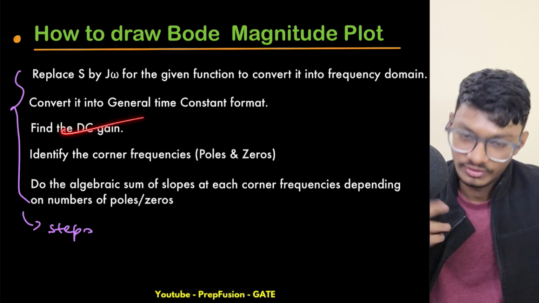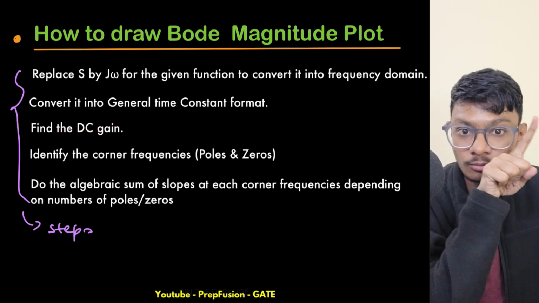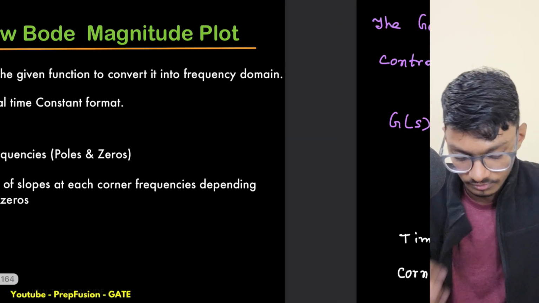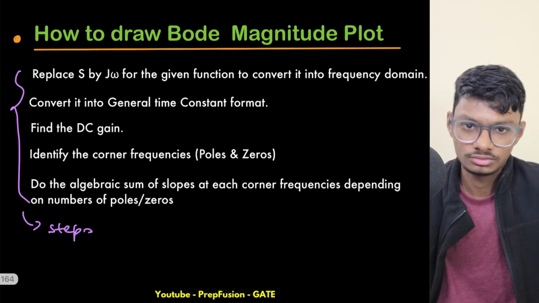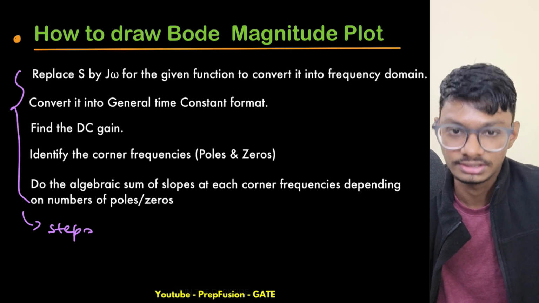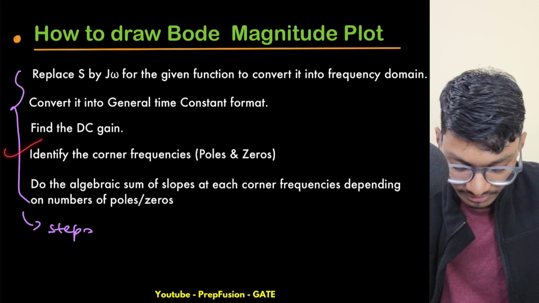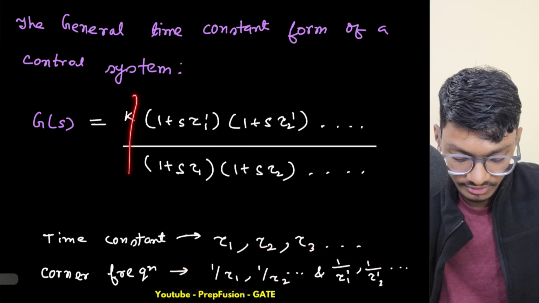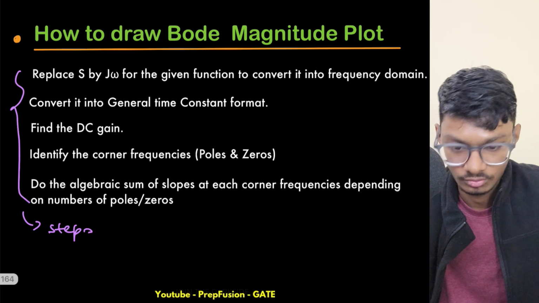Then you find the DC gain and write the DC gain expression, from where the Bode plot will start. That magnitude you write as you know the DC gain. If you put s equals 0 over here, you will get the DC gain as K, or simply put s equals 0 in the original function and you can also get the DC gain. You don't need to convert it into general time constant format if only the DC gain is required. Now identify the corner frequencies. After converting into general time constant format, the corner frequencies will be something like this: 1 by tau 1, 1 by tau 2.